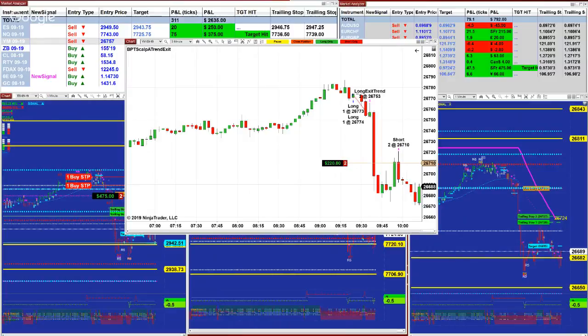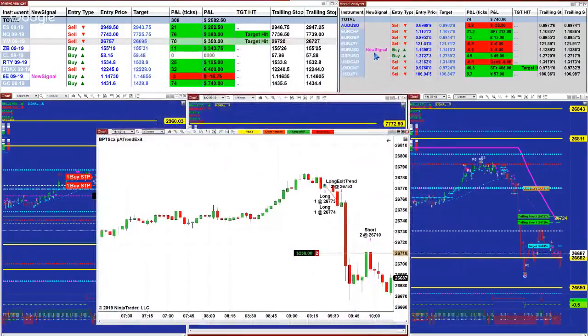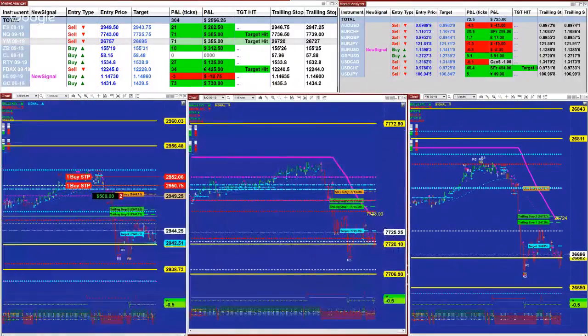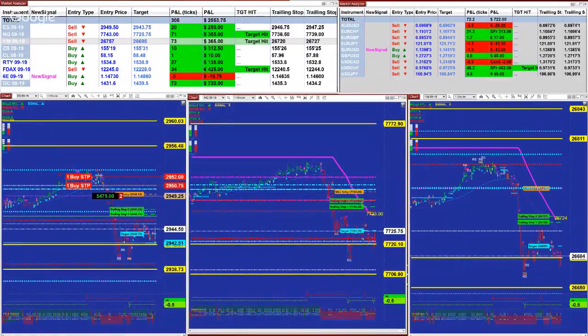As you see right now, we got a new signal on the 6E, the future euro dollar, and it is the same principle on the forex. You can follow the signals, or you can automate trade the forex or the stocks or the futures. It is up to you what you want to do with it. But you can also use it for the stocks.